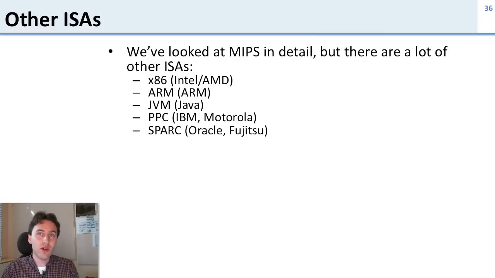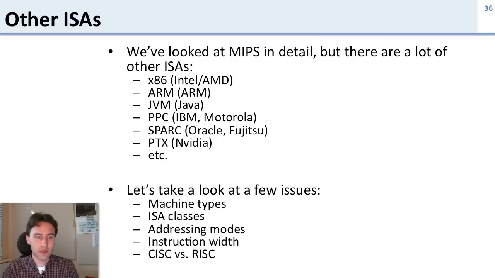SPARC used to be a very popular ISA and is still reasonably popular. It's made by Oracle and a bunch of other companies these days. NVIDIA has an ISA called PTX for their GPUs. And of course, there are a whole bunch of these. Everything from digital signal processors down to teeny little microcontrollers all have their own ISAs.